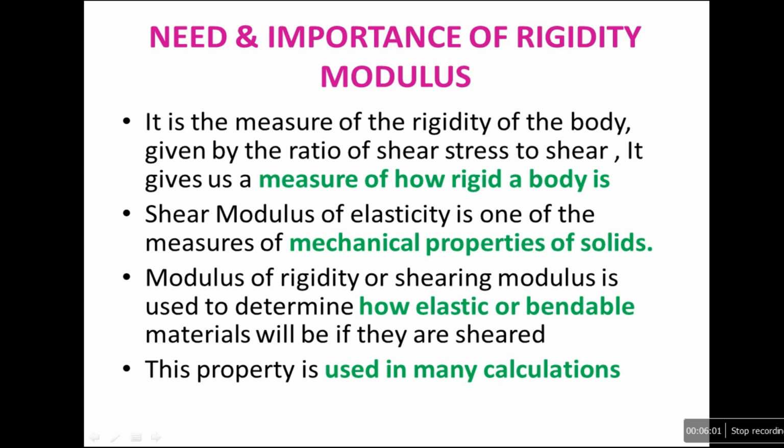And why do we calculate the rigidity modulus, and what is the importance of calculating it? These are all the applications of rigidity modulus. Using rigidity modulus, we can measure how rigid a body is. That is, we can easily analyze whether a body is rigid or very soft. And also it is used to analyze the mechanical properties of solids. Different mechanical properties have different applications. So by measuring rigidity modulus, we can easily analyze the mechanical properties of different types of solids. This is also one important application of rigidity modulus.